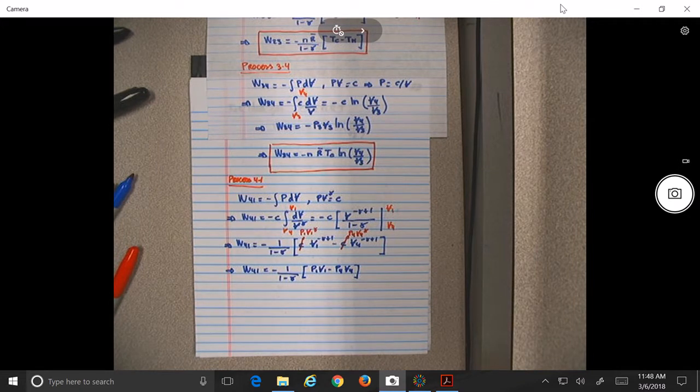Yes? For the process 3-4, when you plug in P3 for C, since PV is constant, you could also plug in P4 V4. Yeah, but then it would not work. I mean, it would work, but we have to do another transformation. I was wondering, because then nRT3 would have to be equal to nRT4. Wouldn't that make the temperatures equivalent technically?